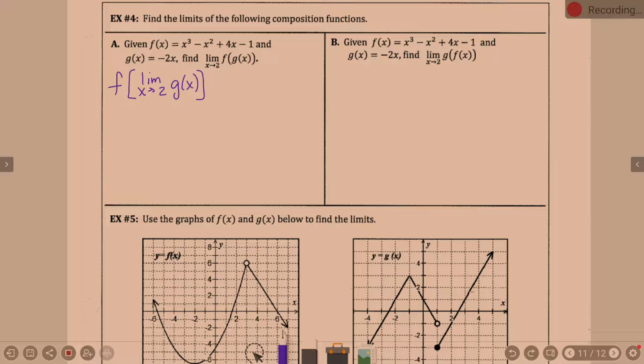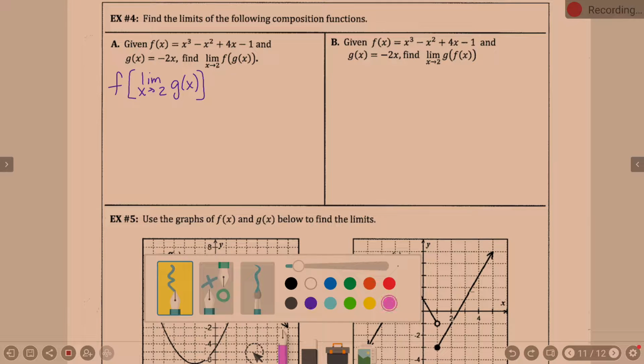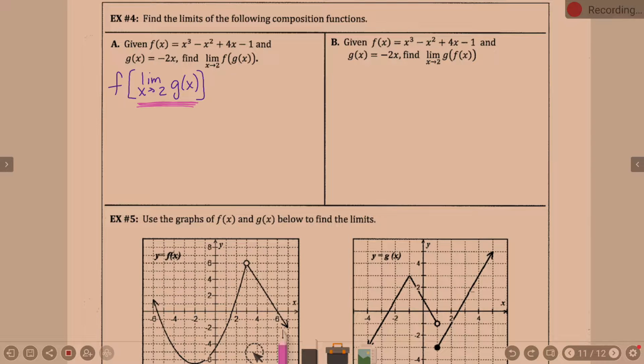Negative 2x, so wherever there's an x in the top equation, but negative 2x. Right? Not for the limit. No, I don't want to plug that in. Right now what I'm working on is solely this part right here. We're not going to talk about f right now. We're going to talk about what's the limit as x approaches 2 of g. G is negative 2x. We're not going to graph it, but what is that graph?